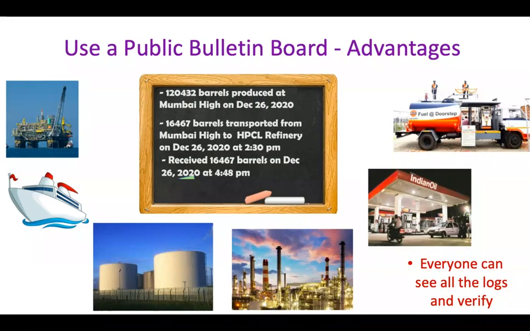Together, some information is updated by your crude oiler, some information is updated by your crude oil transporter, some information is updated by your crude oil storage. So now see here, in a single public released bulletin, all the individuals in this case are active participants, and they are adding some information into the public bulletin board. So now this information is available to everyone. Everyone can see all the logs and they can verify what is there in this public bulletin.